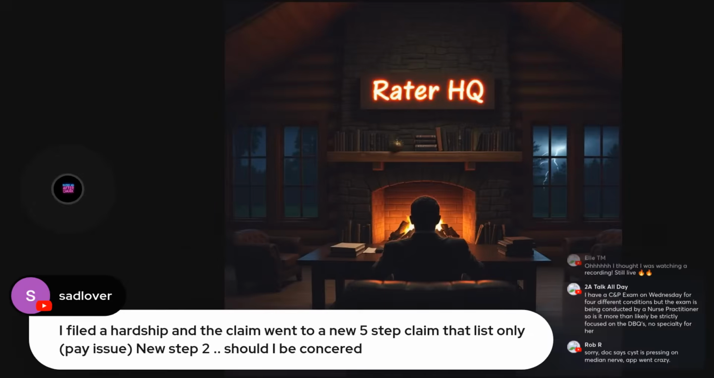I filed a hardship and the claim went to a new step 5 claim that lists only a pay issue. Now step 2. Should I be concerned? The claims are going to do their thing, right? Bouncing back and forth can be normal based upon development and other stuff.